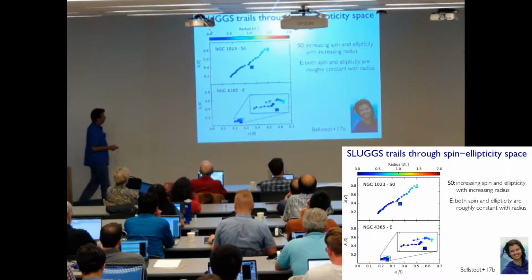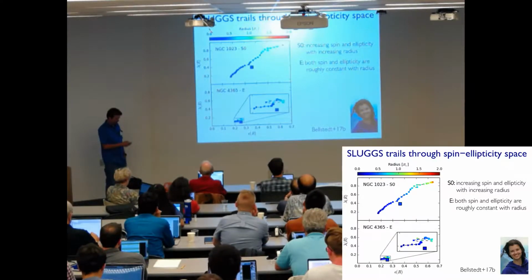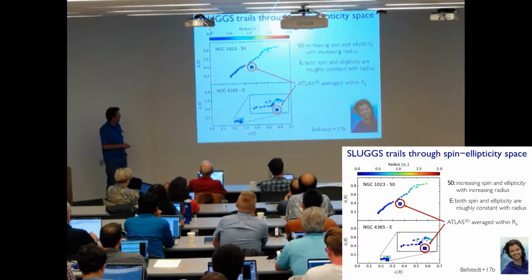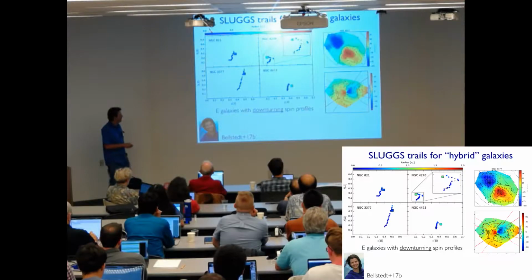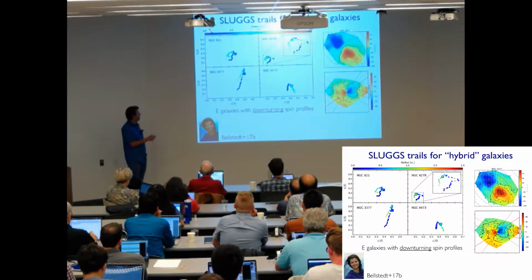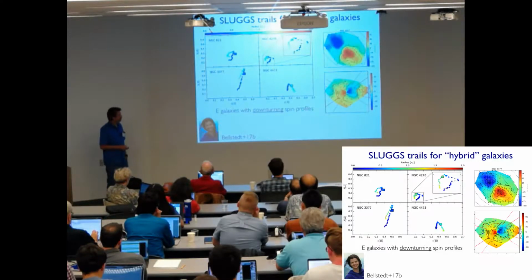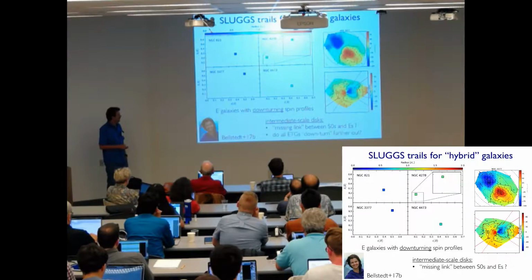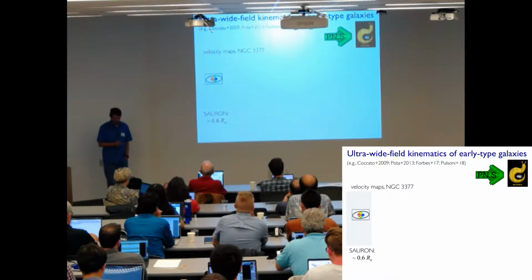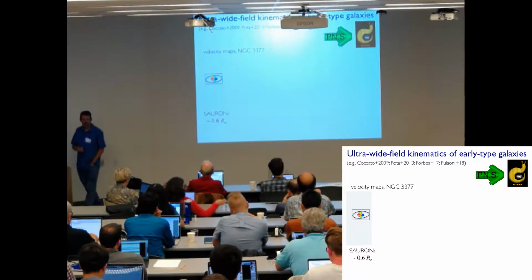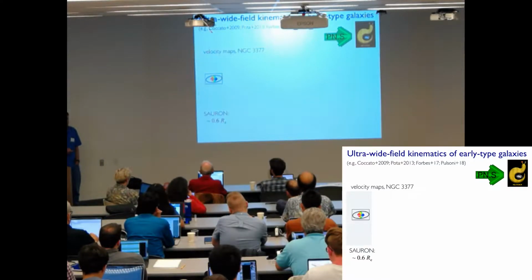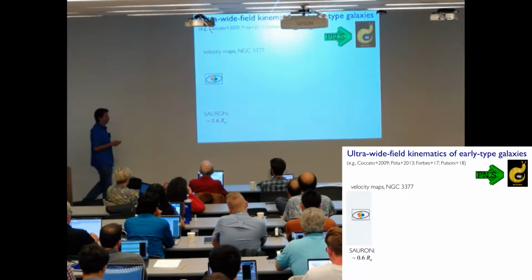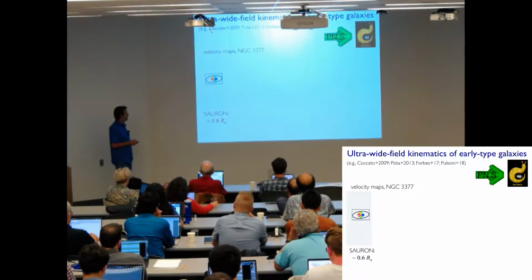I think I'll skip over this, but it's showing that we can look at tracks in angular momentum ellipticity space, and as you go out, things can actually turn back, and you can start getting downturning spin profiles of these galaxies. But I want to push out to larger radii, and that's sort of pushing the stellar kinematics at their current state-of-the-art limit. We're doing more work with KCWI to try to push that out farther and better.